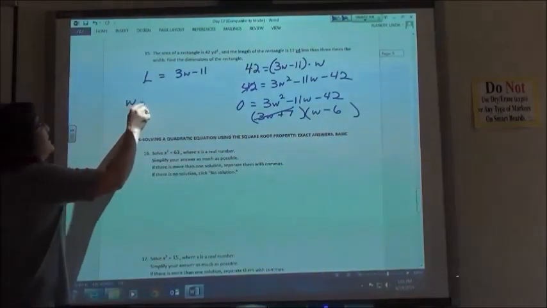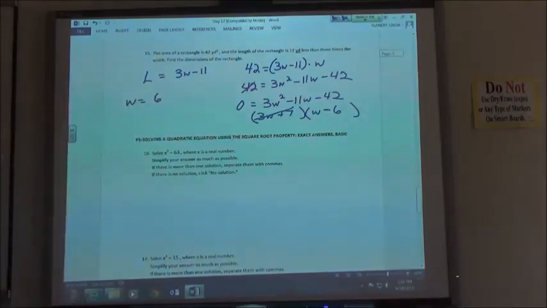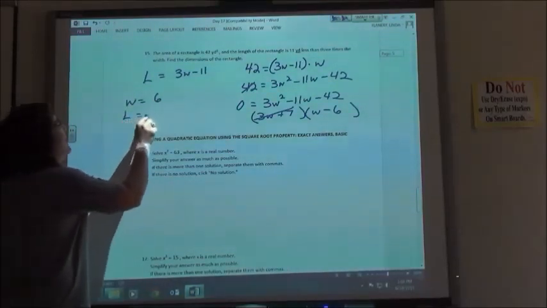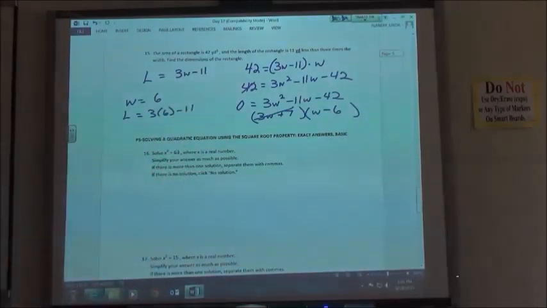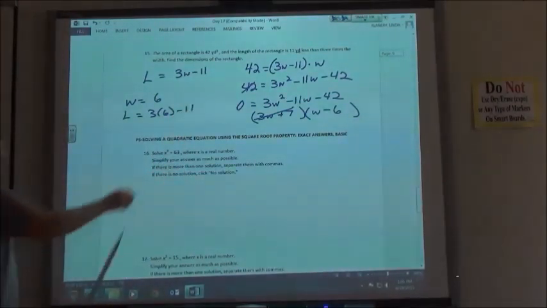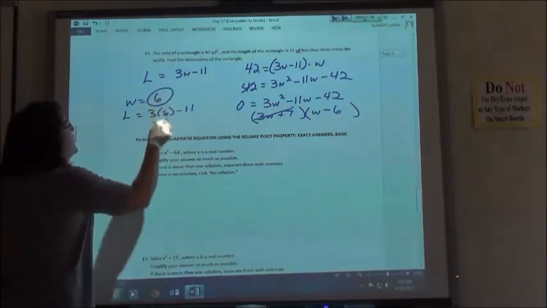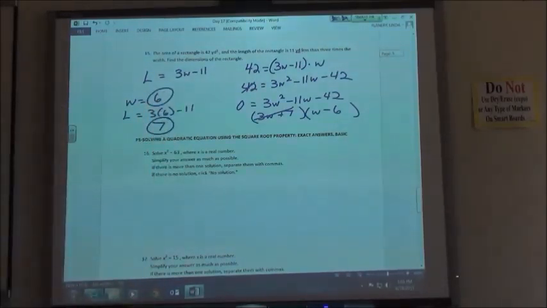W equals 6. My length then, 3 times 6 minus 11, which gives me 7. And of course, if I take 6 times 7, I get 42. Hey, that's supposed to be my area.